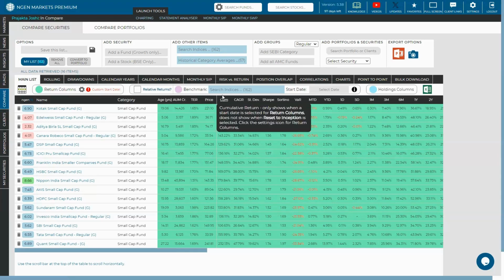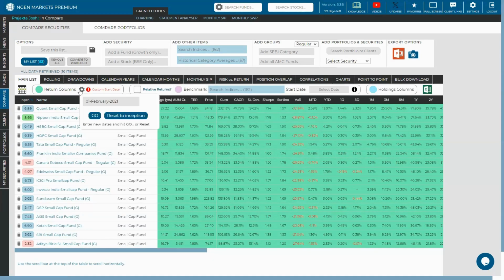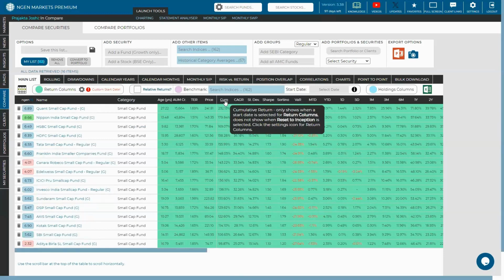The first thing that you'll notice here is cumulative return, right? Before choosing in a start date, this was a blank column. Now, what does this cumulative return column mean? This gives you an absolute return for the time period that you have chosen in the start date. Meaning from 1st of February 2021 till date, meaning till yesterday, that's 22nd of February 2024, the absolute returns of all of these funds. And you can, of course, sort this in ascending descending manner.